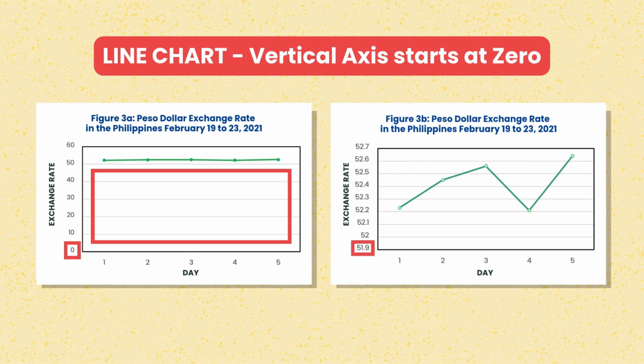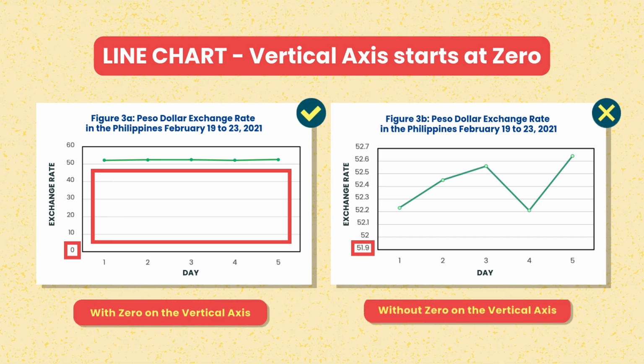The line might look interesting because we see the drastic movement of our data. But take note. Starting at another value gives us a distorted representation, since if we take a closer look, in reality, the difference between the observations is very minimal. Thus, the chart on the left is more accurate than the one on the right.